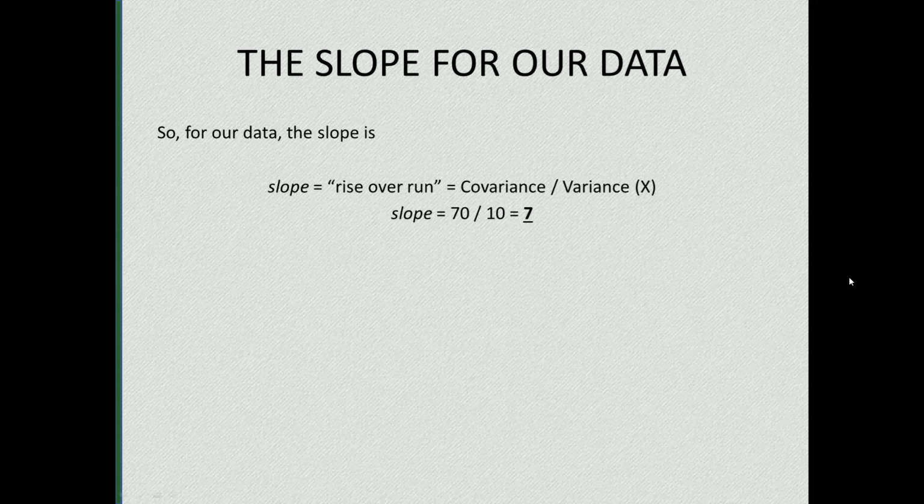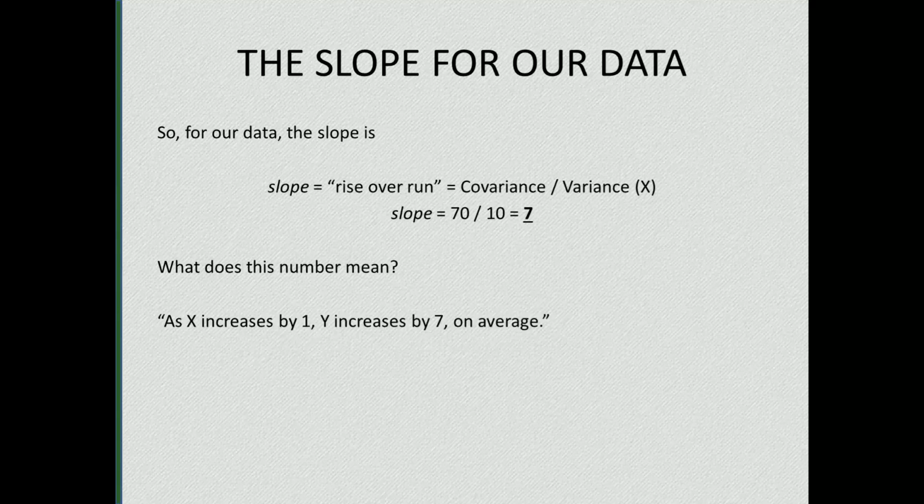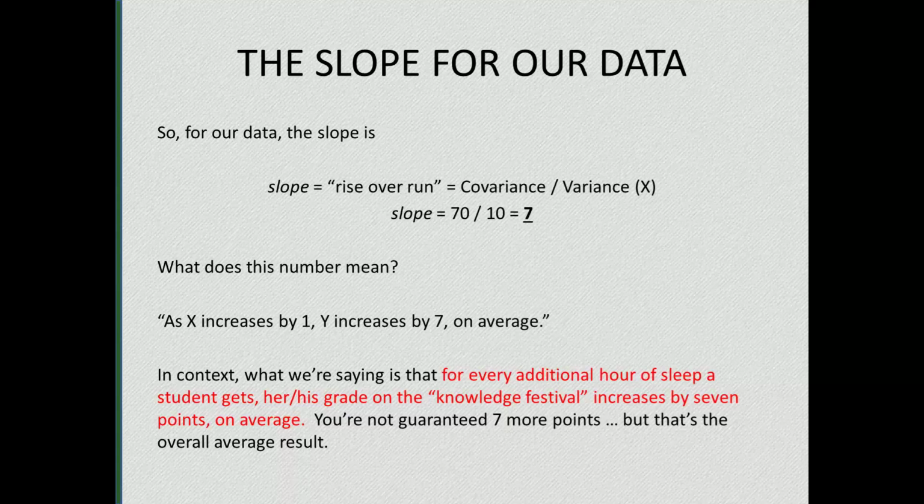What does that number mean? As x increases by 1, y increases by 7, on average. For every additional hour of sleep a student gets, grade goes up by 7 points on average. You're not guaranteed 7 more points, but as a general rule, 1 more hour of sleep tends to produce grades that are 7 points higher on average. So that gives us a slope.